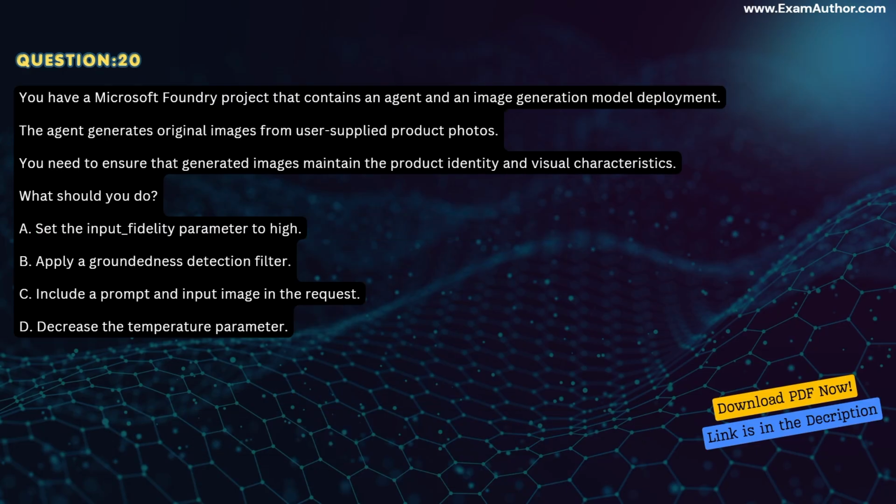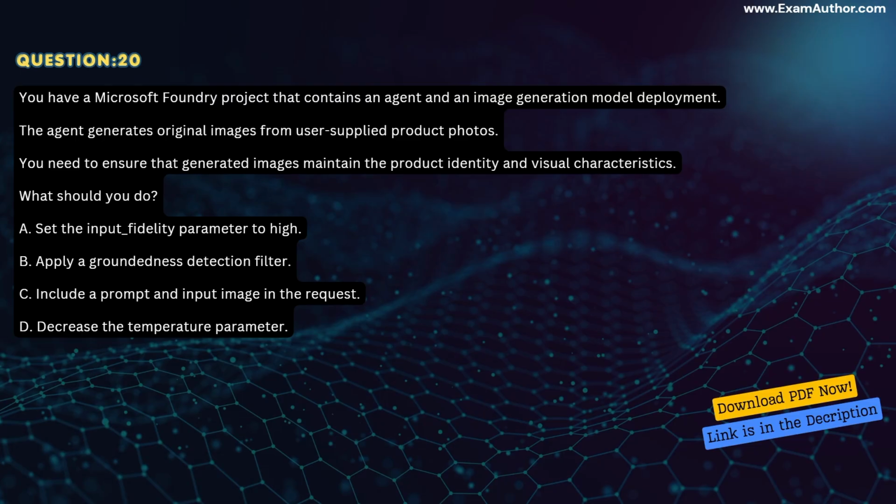Question 20. You have a Microsoft Foundry project that contains an agent and an image generation model deployment. The agent generates original images from user-supplied product photos. You need to ensure that generated images maintain the product identity and visual characteristics. What should you do? A. Set the input_fidelity parameter to high. B. Apply a groundedness detection filter. C. Include a prompt and input image in the request. D. Decrease the temperature parameter.